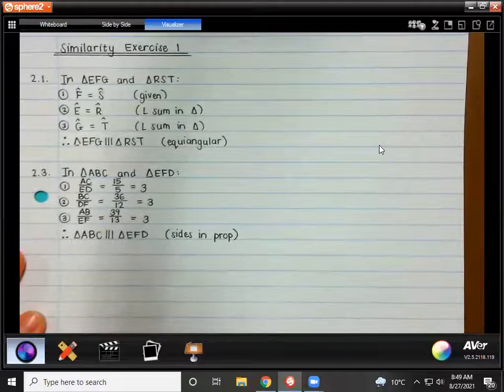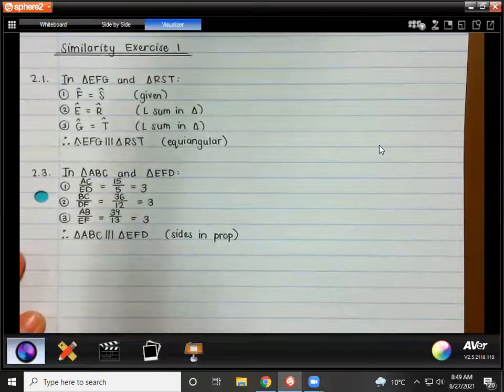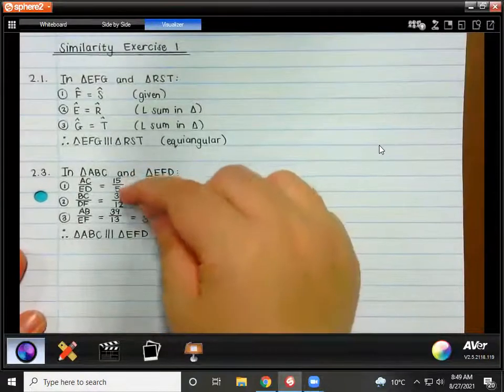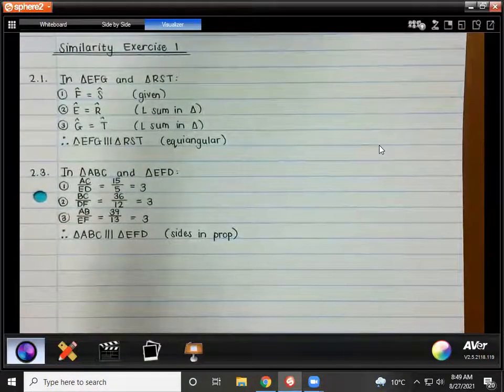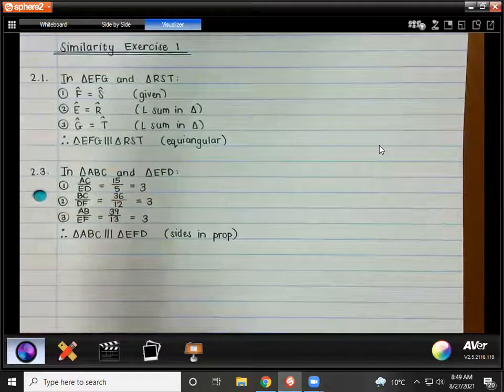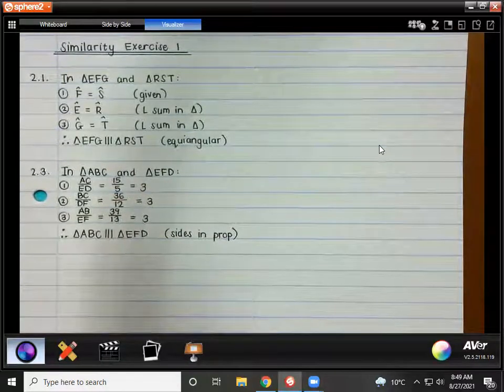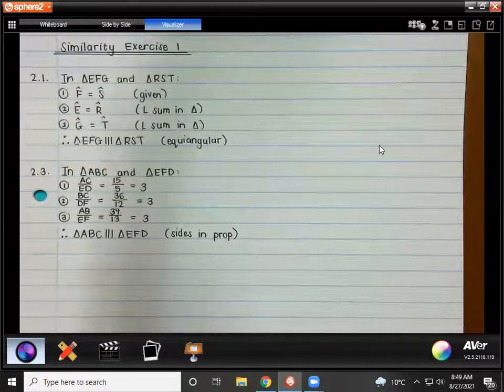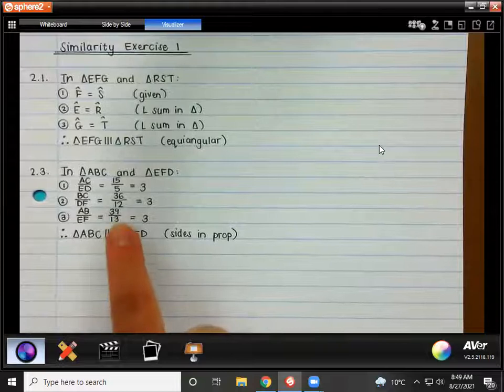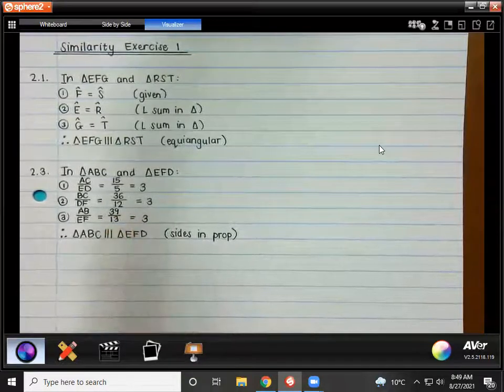And remember how we do this is we look for the shortest sides in both triangles. So that was 15 in the one and 5 in the other one. And 15 divided by 5 is 3. Then we look for the middle sides, which was 36 in the one triangle and 12 in the other one. 36 divided by 12 is 3 again. Then we look for the longest sides in both triangles, which was 39 and 13. And if we divide those, we also get 3.